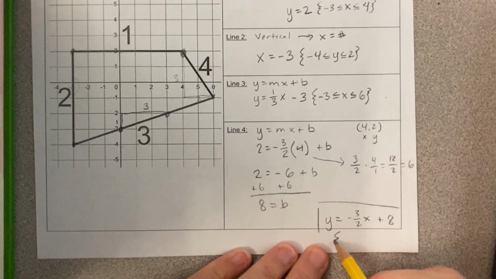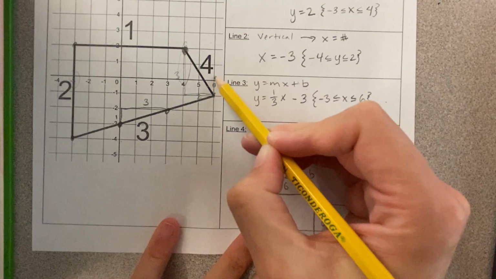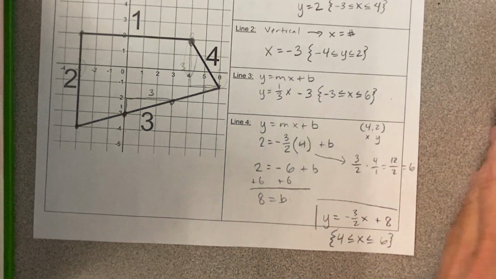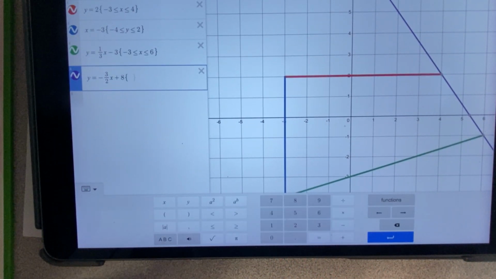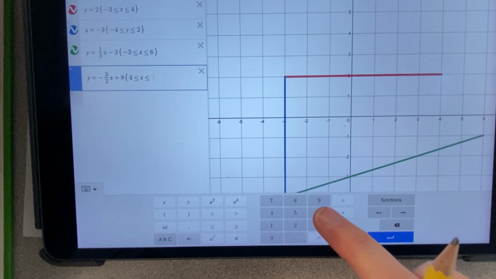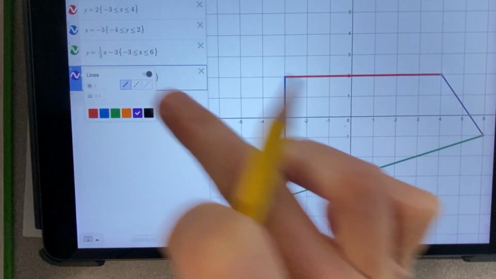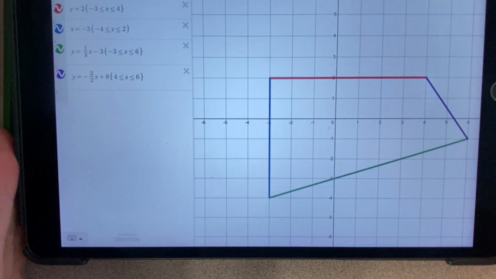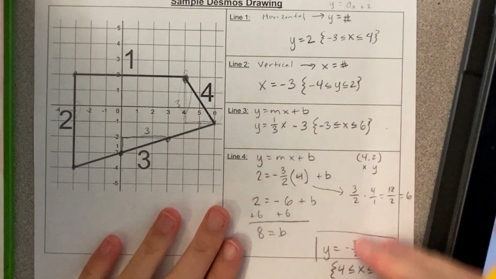But then I still need my range, which is I only want it from here to here. So I only want it from an x value of 4 to an x value of 6. So that's going to look like this. Let's type it in. An x value of 4 to an x value of 6. Let me just thicken this up a little bit. Okay, and you can take a look and see that my image on Desmos looks exactly like this one. So there it all is.